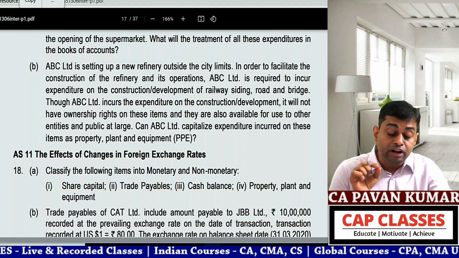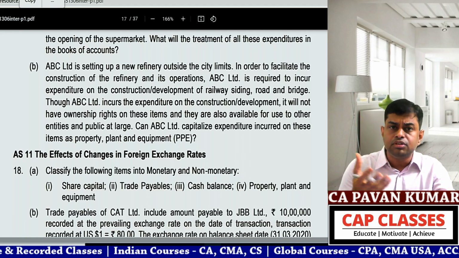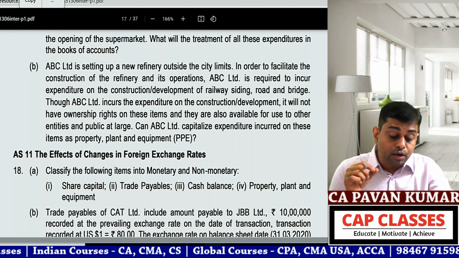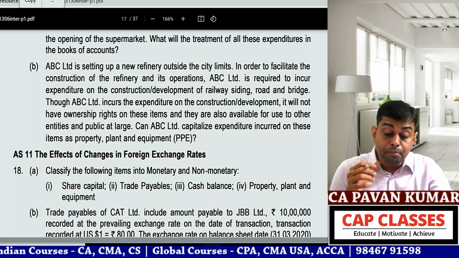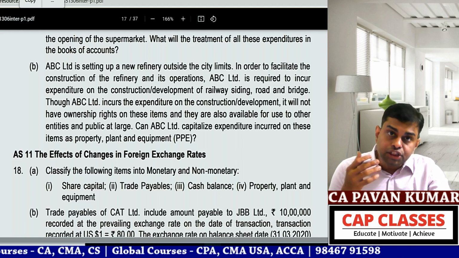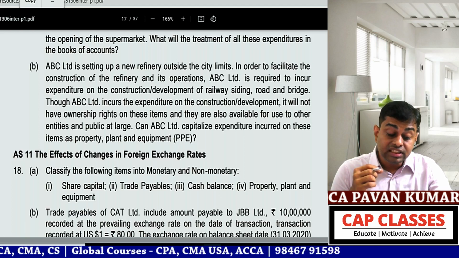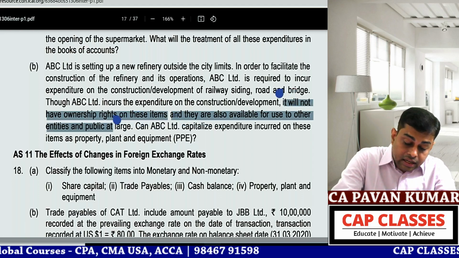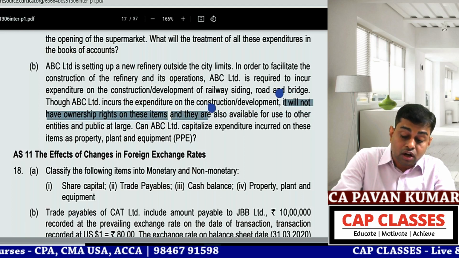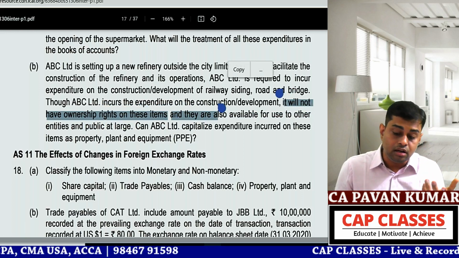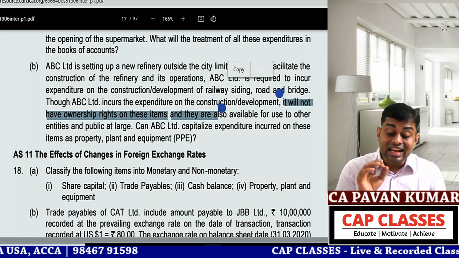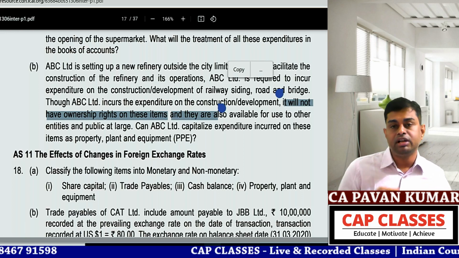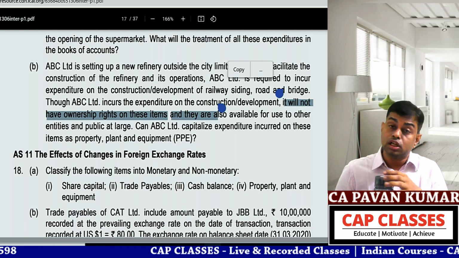ABC Limited is setting up a new refinery outside the city limits. In order to facilitate the construction of the refinery and its operations, ABC is required to incur expenditure on construction and development of a railway siding, road and bridge. Though ABC Limited incurs the expenditure, it will not have ownership rights on these items, and they are also available for use to other entities and public at large. Can ABC Limited capitalize the expenditure incurred on these items of PPE? This is the question. Super duper question. Very important, concept based question.